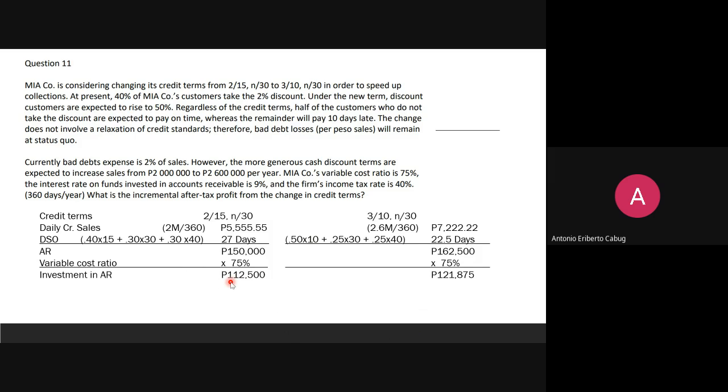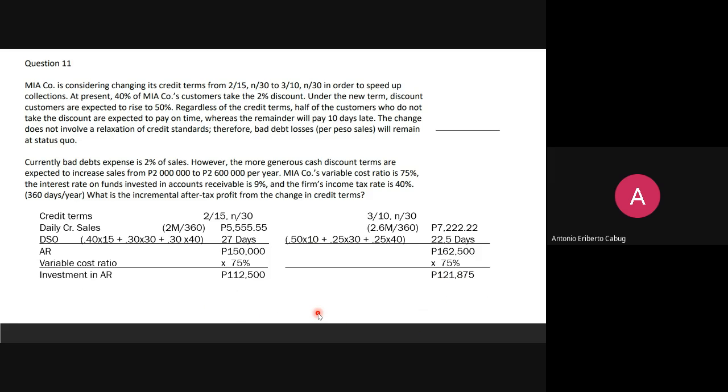So, bumili tayo ng isang bagay tapos binenta natin. Sabihin na natin binenta natin yun ng 100 pesos. Yung 75 doon, yun yung pinuhunan natin. Kaya kikita tayo ng 25. Tama? So, magkano yung pinuhunan natin sa AR? 112,500. Now, under the new AR, 162,500, 75% of this is 121,875.